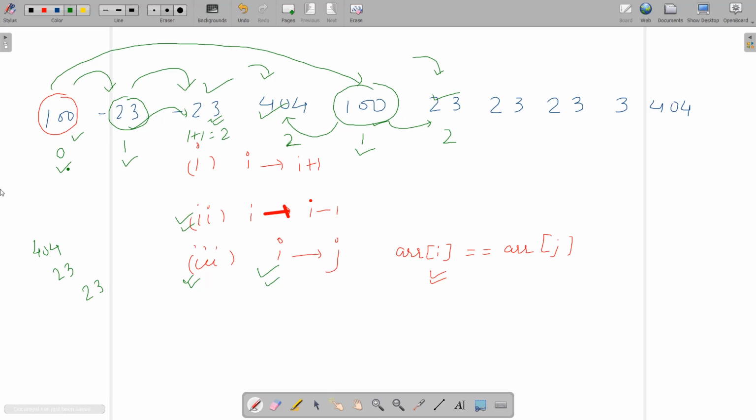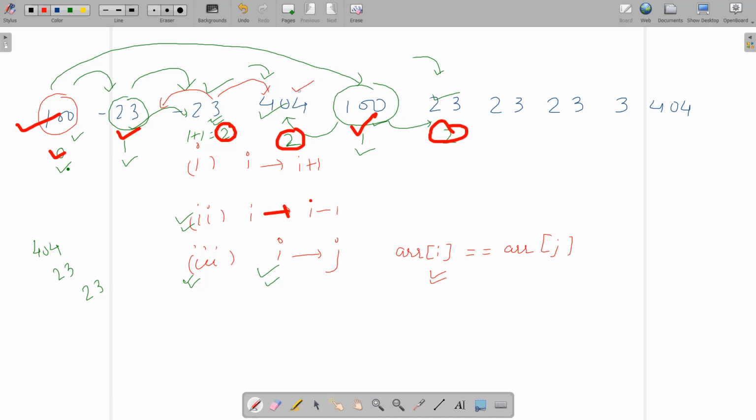Initially I'm working for the level equal to 0, and next I'll be working for this 23 value with level 1 and the 100 value with level 1. Next I'll be working for level equal to 2. You can see this is 2, this is 2, and this is 2. So we'll be working for this. 23 can reach this one, and this one, and all those 23 values, but all have been visited already, so we are not interested now.